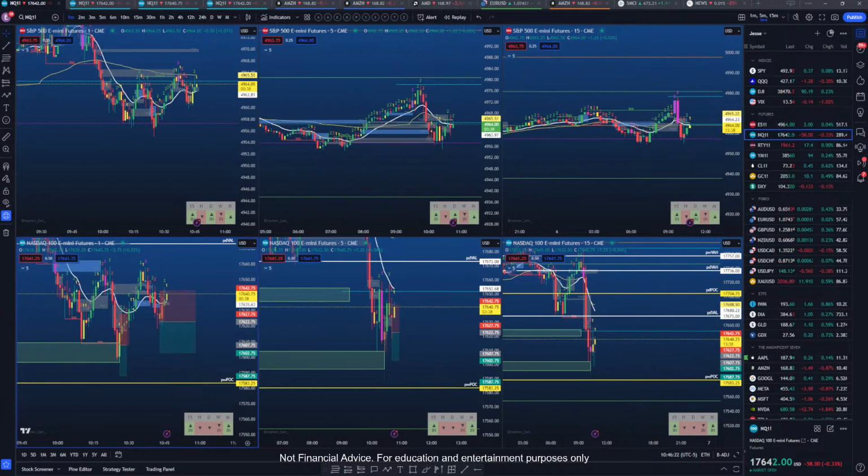If you're going to keep trading, use stop losses. Don't blow your account on one trade. That's silly.